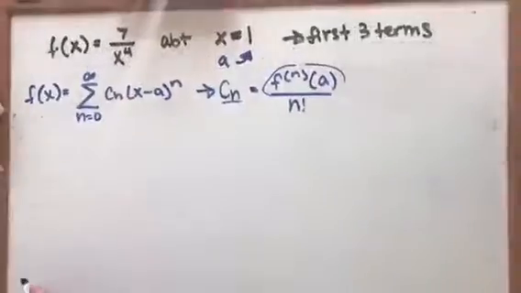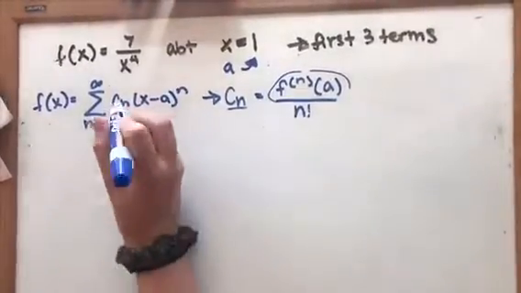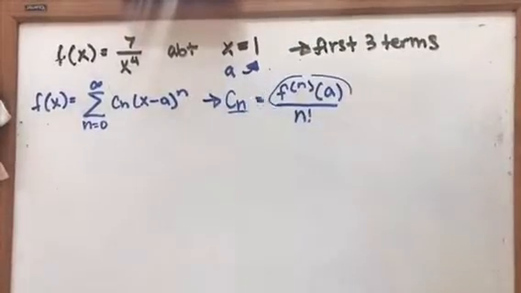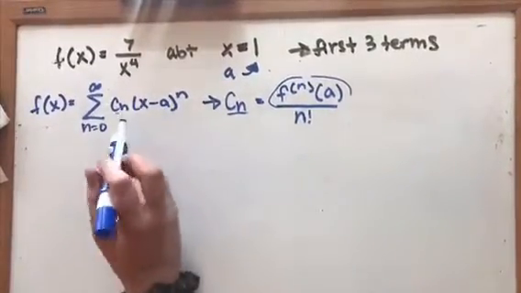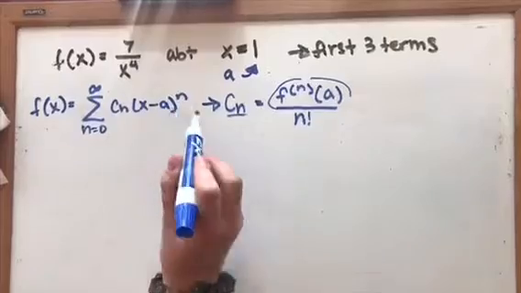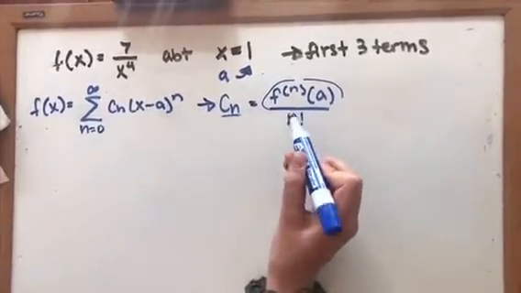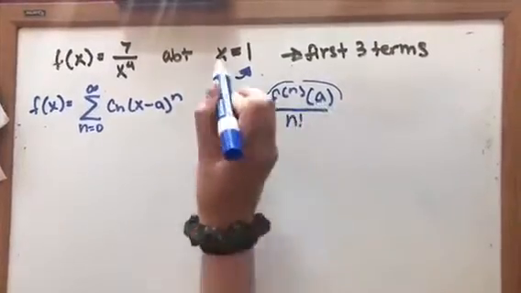So for this problem, we're asked to find the first 3 terms of the function f of x equals 7 over x to the 4th about x equals 1. So to find our general term, it's going to be some constant times x minus a to the nth power. And to find this constant, we're going to need to derive it by using the nth derivatives at a, which is in this case 1.